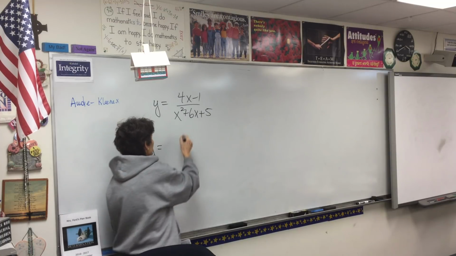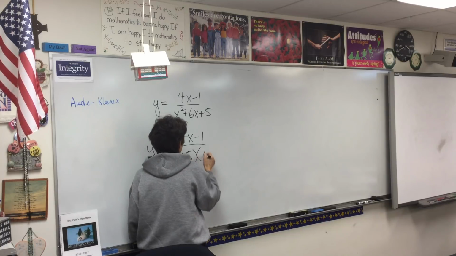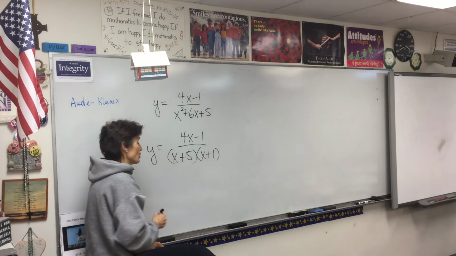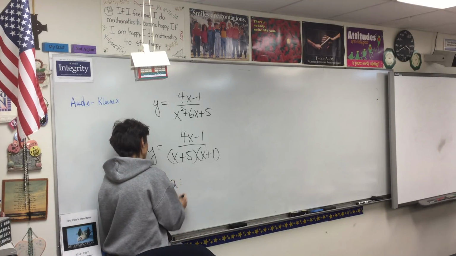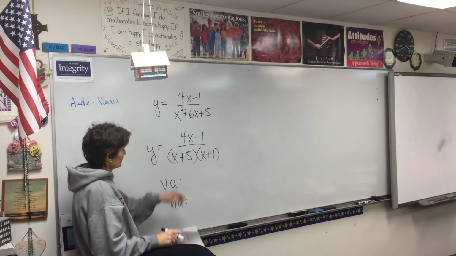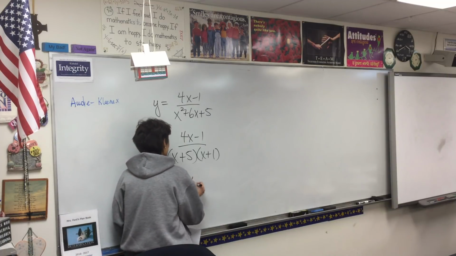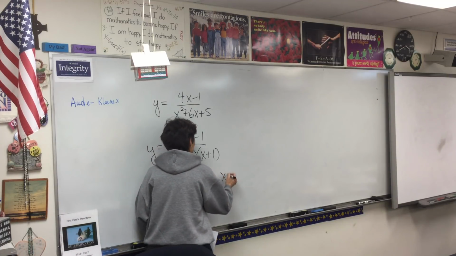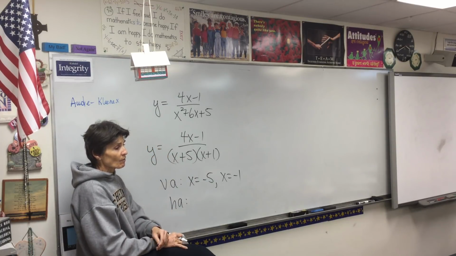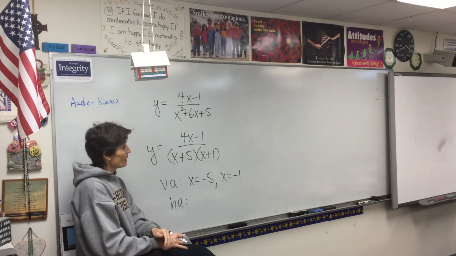So the first thing we're going to do is factor the denominator. Just regular factoring, nothing fancy or tricky about it. In terms of asymptotes, remember we have vertical and horizontal. So I can look at the problem and say, look, x equals -5 and x equals -1 are my vertical asymptotes, because those are the things that make the denominator equal to 0, right?